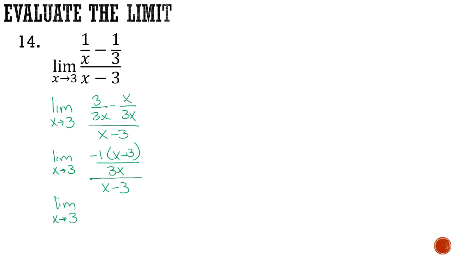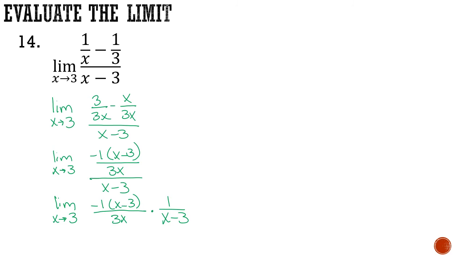Limit as x approaches 3. Let's look at this. So this is division. Fractions are division. I have -1 over x minus 3, or -1 times x minus 3 over 3x, divided by x minus 3, which is the same as times 1 over x minus 3. So now we can see that the x minus 3's will cancel.